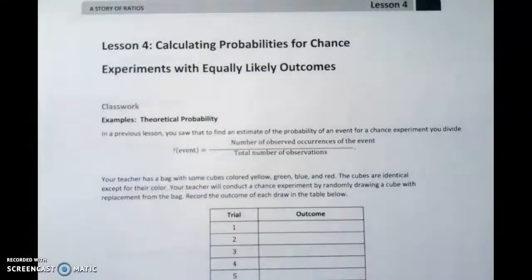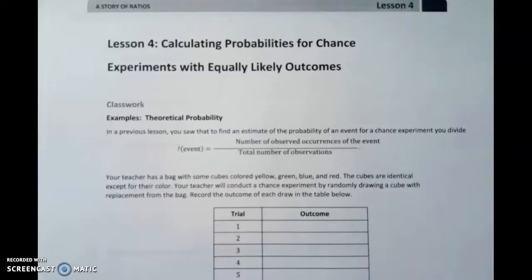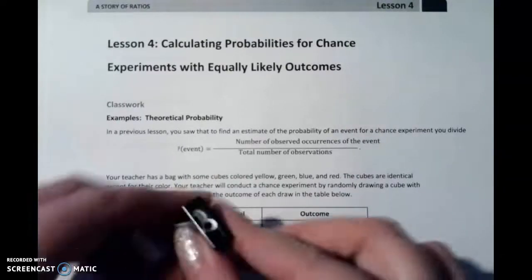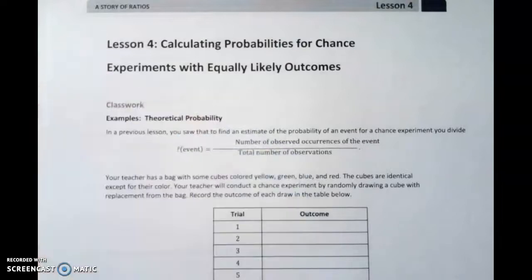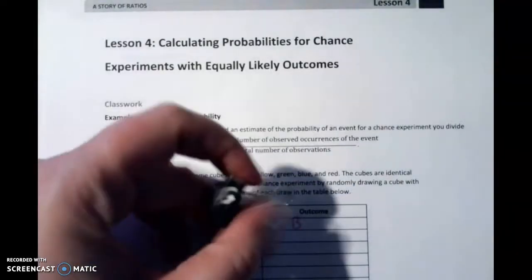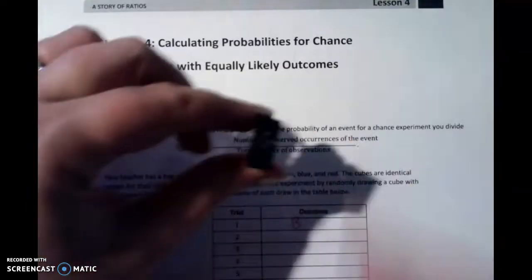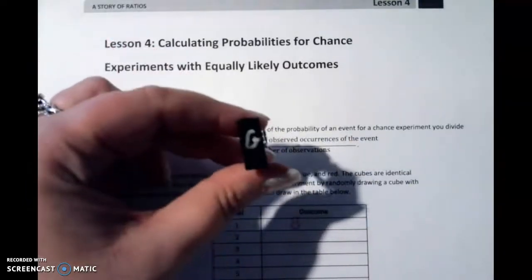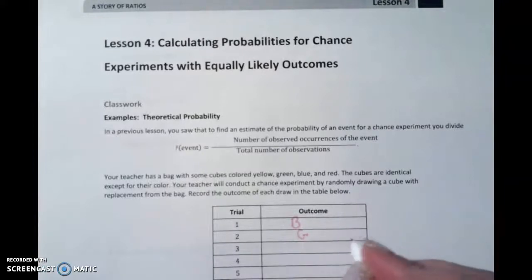You can hear that shaking. So I'm just going to take one out. And it says that I will replace it. I'm going to record the outcome of my drawing. So that one's blue. And then I'll put it back. I'm going to do this 20 times, just randomly picking from here. Okay, so that one's got a G. So that's green. Okay, I'll do a couple more.